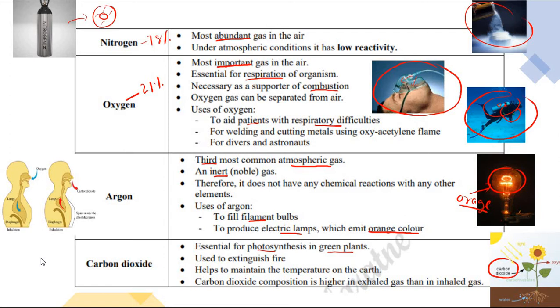Also, carbon dioxide is used when we extinguish fires, so when you see a fire extinguisher. Next up, it is also used to maintain the temperature on the earth.